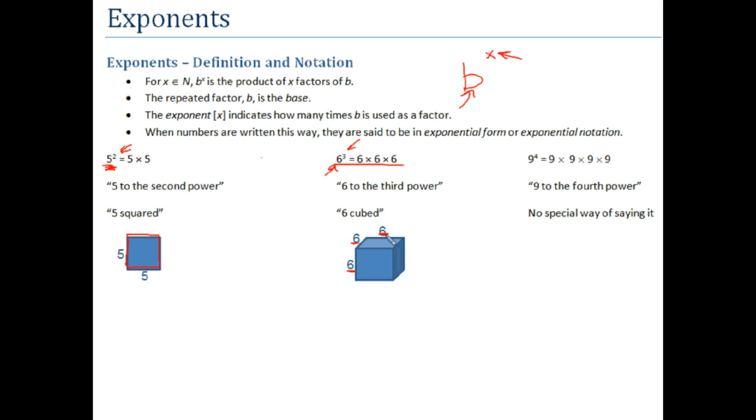And then 9 to the fourth, which is 9 times 9 times 9 times 9. And we don't have a special way like squared or cubed to say this, so from the fourth upward, we're just saying to the fourth power, to the fifth power, to the sixth power, stuff like that.